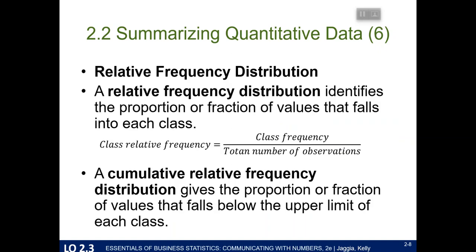So when we talk about what we call a relative frequency distribution, this is looking at the proportion of values that fall into each class. So you would just take the class frequency divided by the number of observations. Going back to our previous data, there were 36 total observations, and I believe we had 14 observations in that 500 to 600 range. So 14 divided by 36 tells us, hey, almost 39% of houses fall in that $500,000 to $600,000 range.